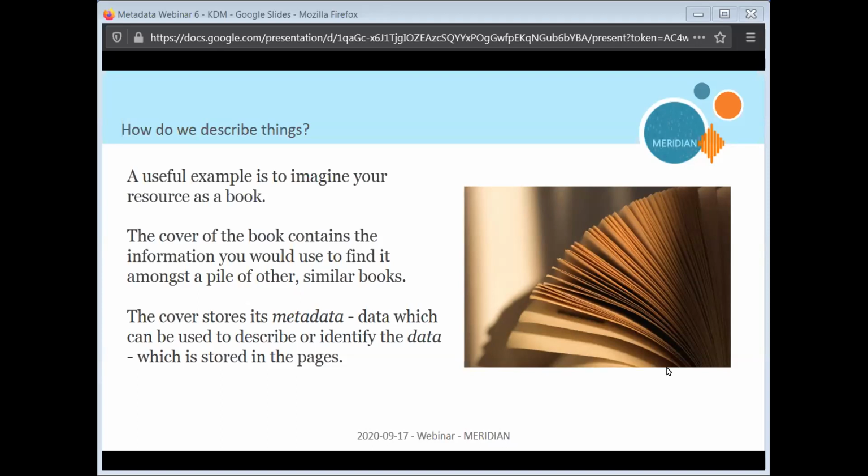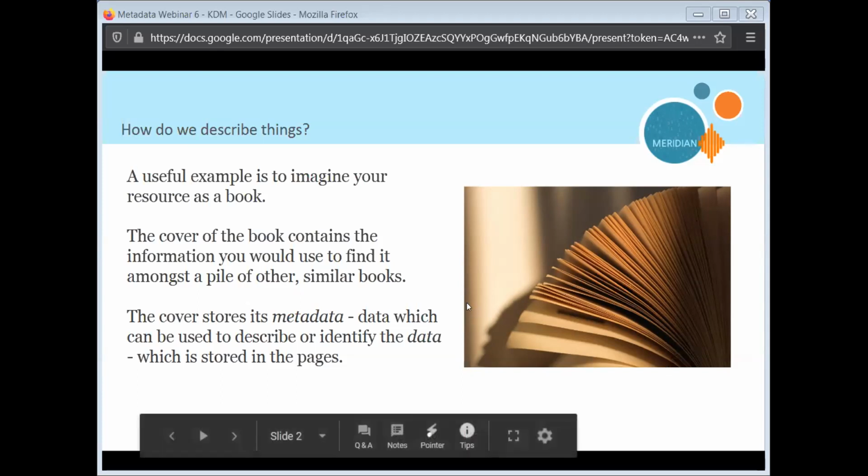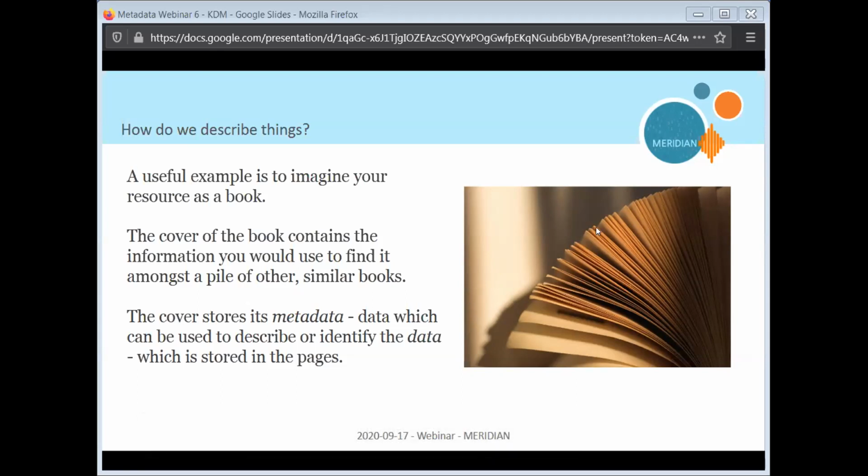The cover and the starting pages of a book are really the metadata of a book. It's data which is used to describe or identify data, which is all that stuff in the pages. So the metadata is not strictly necessary to use the data, but it helps a lot in finding it, understanding it, and comparing it with other things.